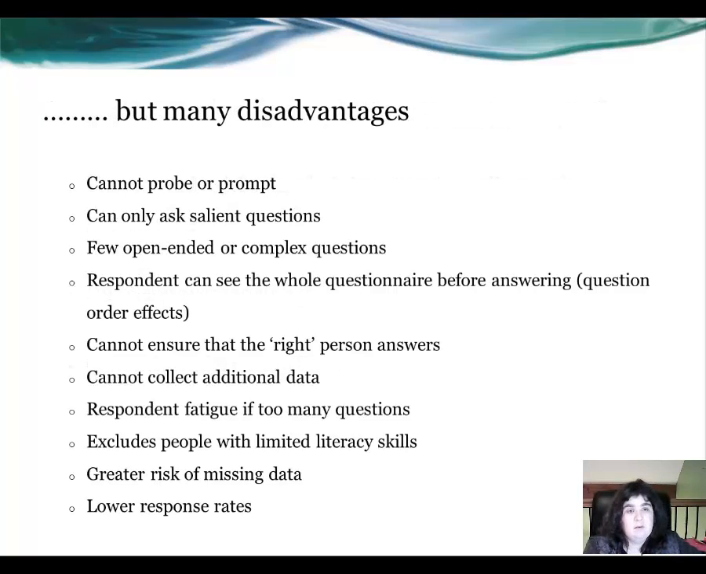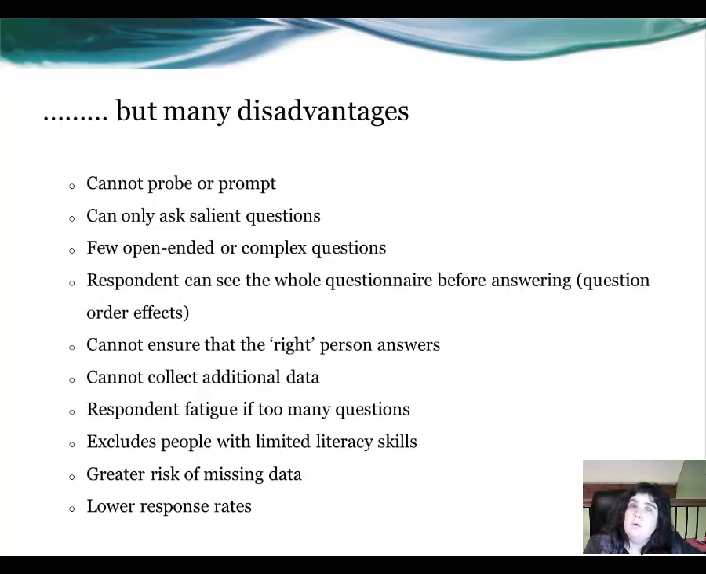However, there are many disadvantages. You can't probe or prompt the respondent because most of the questions are closed questions, and also the interviewer is not actually present when the respondent is completing the survey. There are few open-ended questions. The size of the questionnaire in printed format could be a number of pages, and that in itself may even put off the respondent from completing the survey, or they may not spend the time required to complete it. You can't always ensure that the right person has actually answered the survey for you. You can't collect additional data because you're dependent on the respondent to complete the survey, and nobody is there to oversee the collection of more information.